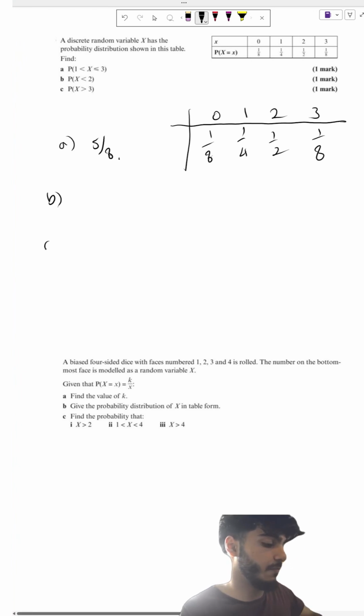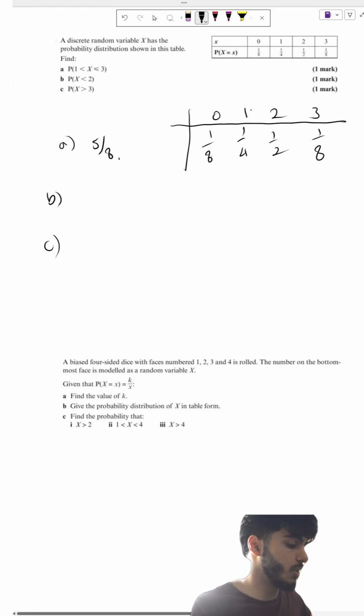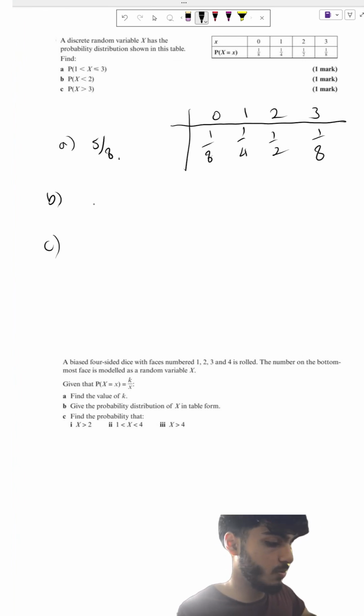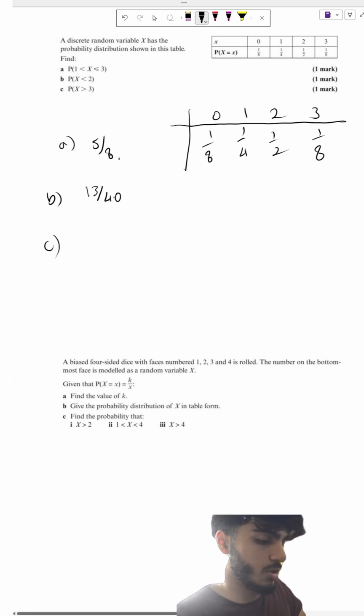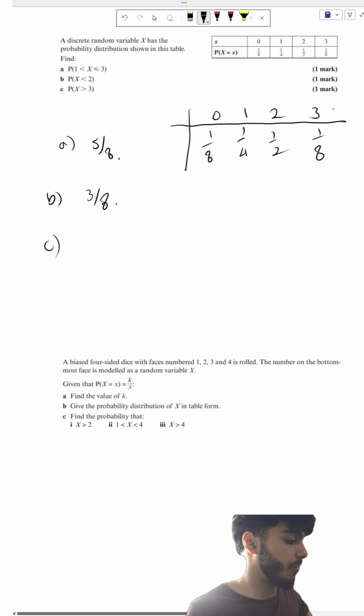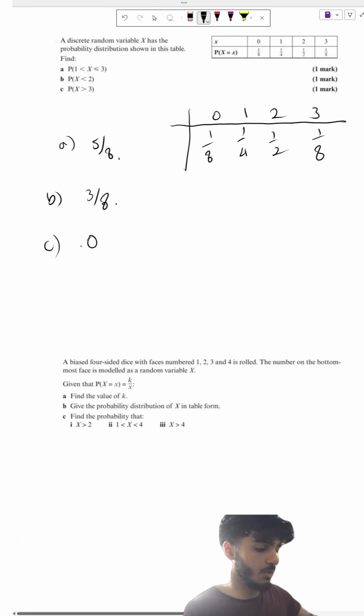And exactly the same for the other ones. Less than 2, that's going to be 0 and 1. That gives you 13 over 40. I'm going to check that. No, it doesn't. It gives 3/8. Don't know why I got 13 over 40. Okay, and the last one, bigger than 3. We don't have a bigger than 3, and that's just going to be 0.